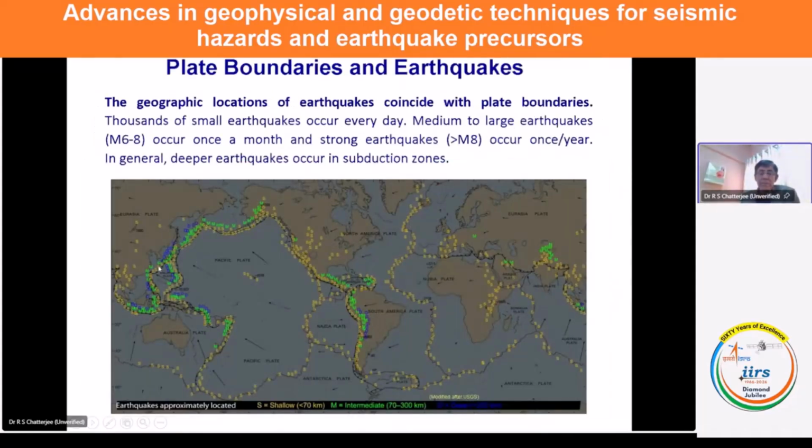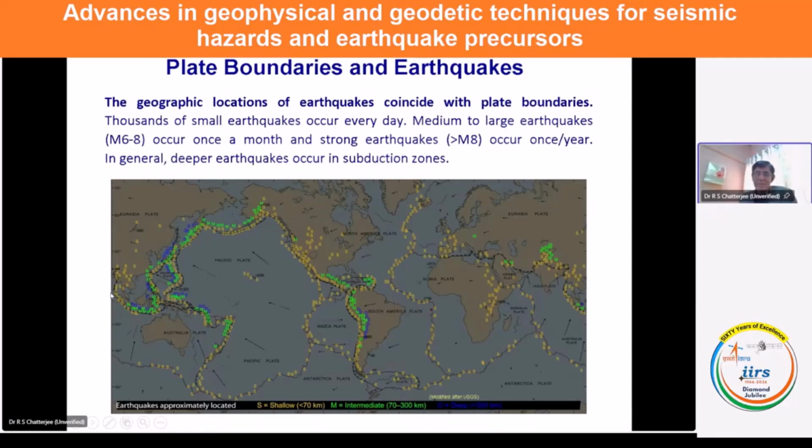Plate boundaries are basically the zone of maximum earthquake occurrences. In fact, from the geographic locations of the earthquakes, where the maximum earthquakes are happening, if you draw the lines, you can outline the lithospheric plate boundaries. So depending on the occurrences of these earthquakes, one can outline the lithospheric plate boundaries.